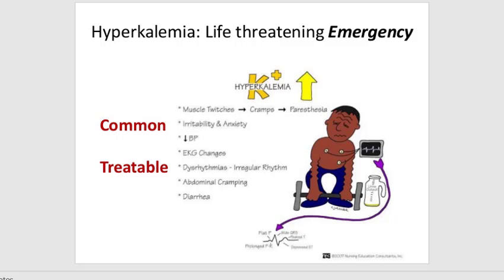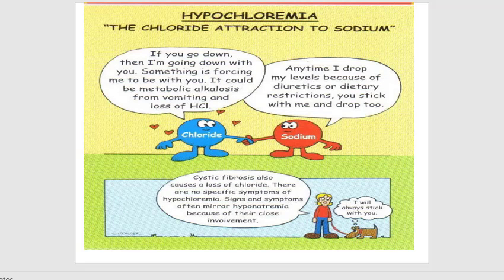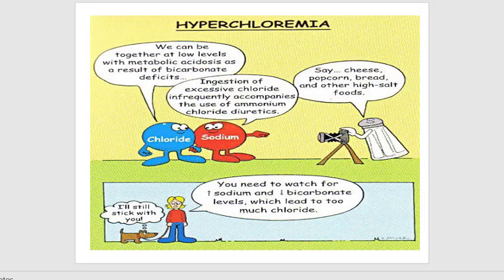Next thing we have is the foods high in potassium. And those are like your greens, your potatoes, your white fleshies, your citruses. With chloride, we're just going to say chloride and sodium are in a relationship together. And one goes low, the other one goes low. One goes high, the other one goes high.